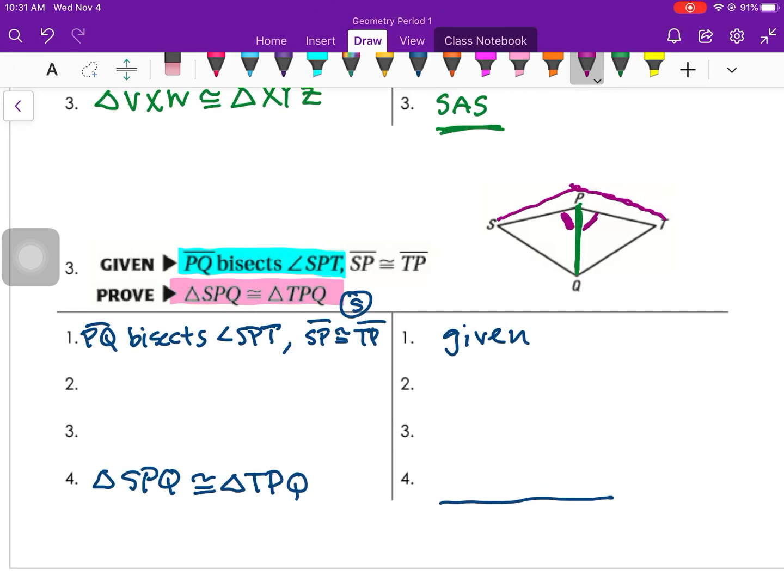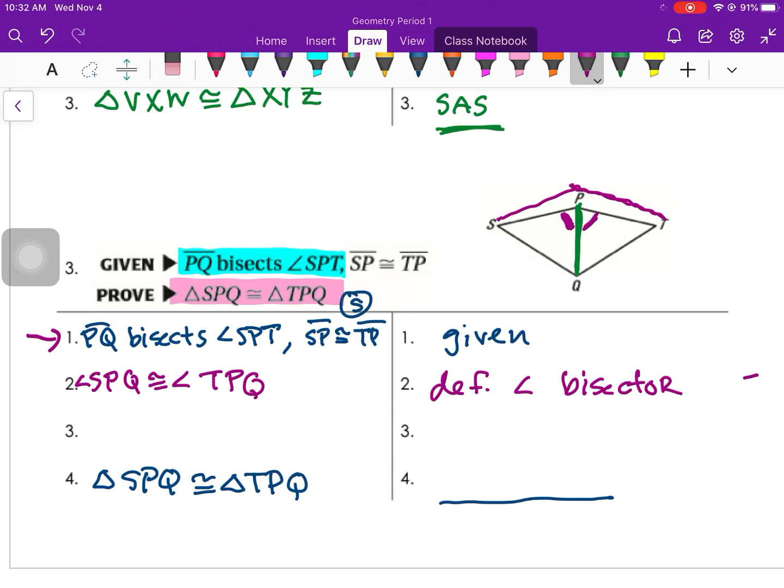SPT. If that line bisects this angle, I know that this angle has to be congruent to this angle. So let's write that down. Angle SPQ is congruent to angle TPQ because of the definition of angle bisector. Again, like I told you in class, if it tells you that something is a bisector, chances are the definition of angle bisector is going to be in your statement, your reason.